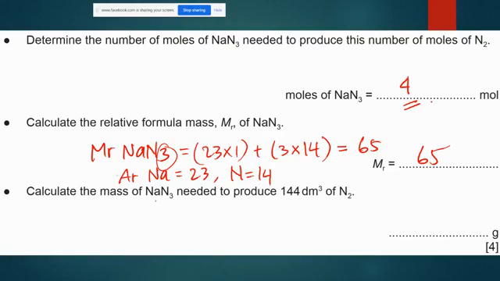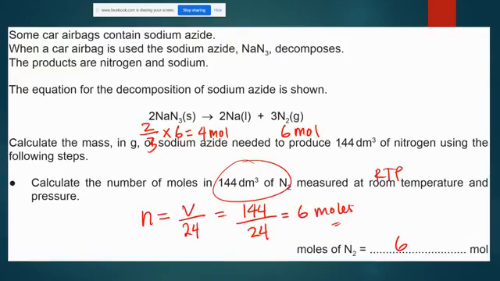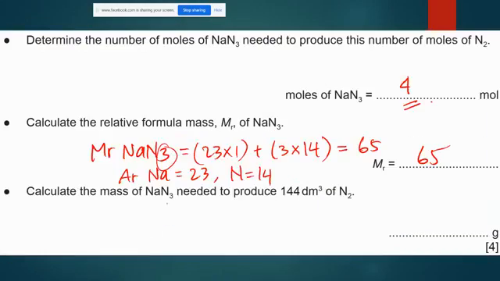Next, calculate the mass of NaN3 needed to produce 144 cubic decimeters of N2. So remember, we have to calculate the mass of NaN3 needed to produce 144 cubic decimeters of N2, to produce 6 moles of N2. The moles of NaN3 is already found. It's 4 moles, and now we have to find the mass of NaN3.